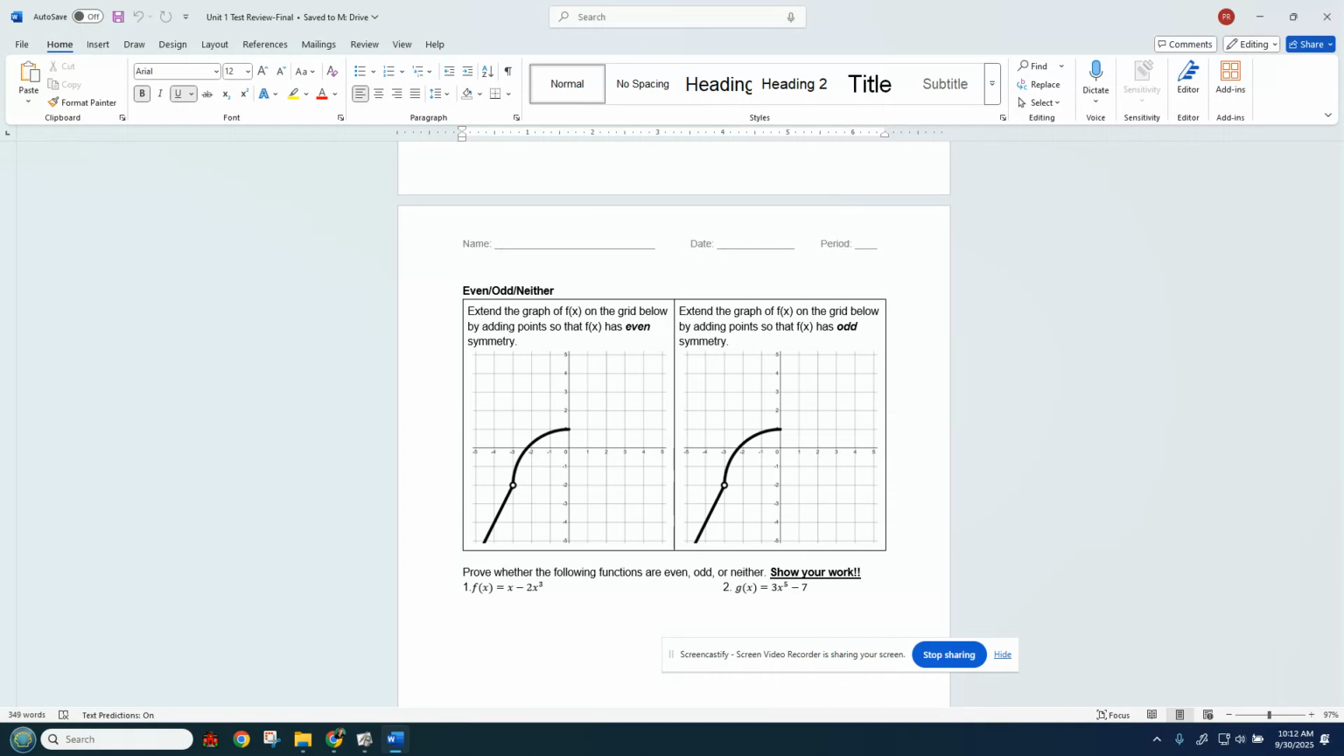And for it to be an even function, (-2, 3) becomes (2, 3), (-3, -2) becomes (3, -2), (-4, -4) becomes (4, -4). Even functions fold like a butterfly. Odd functions spin around the origin.